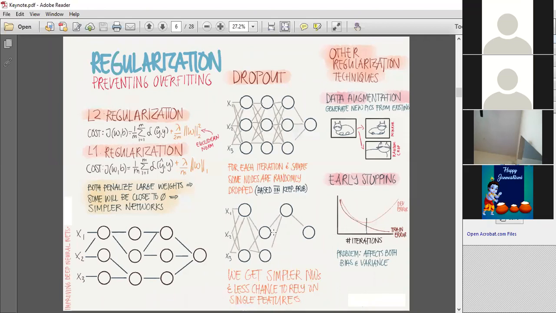And what you are doing is you are basically recording the cost function for every iteration. So there are two lines, two functions. One is red and one is black. When you see the black function, the training error is reducing. As you increase the number of iterations, the training error gets reduced. And when you plot the development error, after some number of iterations, it is increasing.